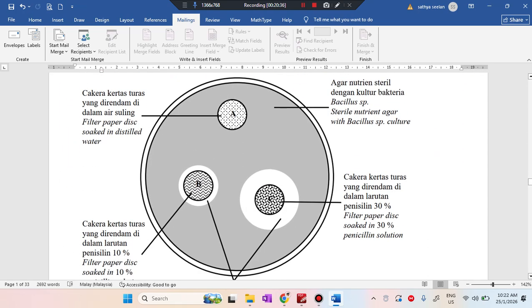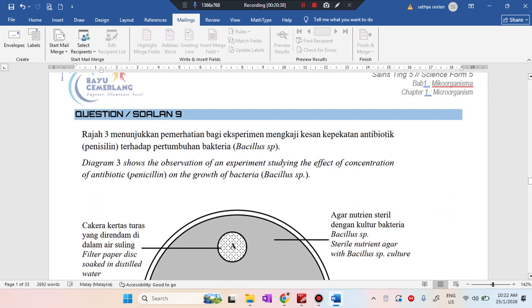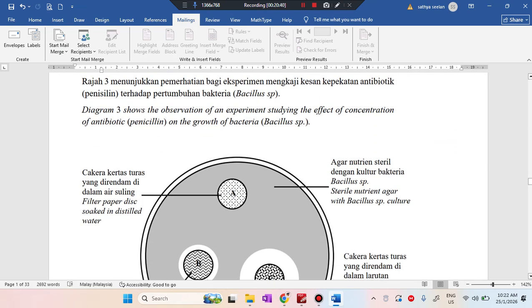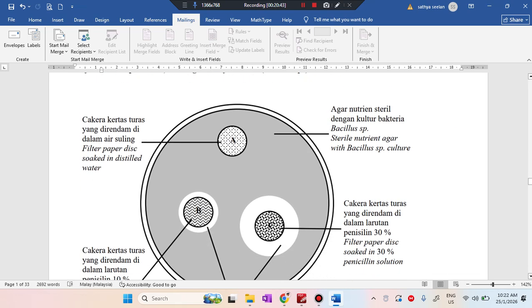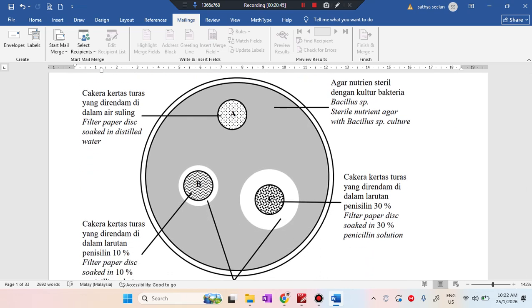Again, again and again. Okay, now they put everything in one single petri dish, right? Okay, this one filter paper disc soaked in distilled water, nothing, no antibiotic. If we didn't put any manipulated variable, we will call this a control set. That means if no manipulated variable, what is the effect? Nothing. That means fully grown, the bacteria.